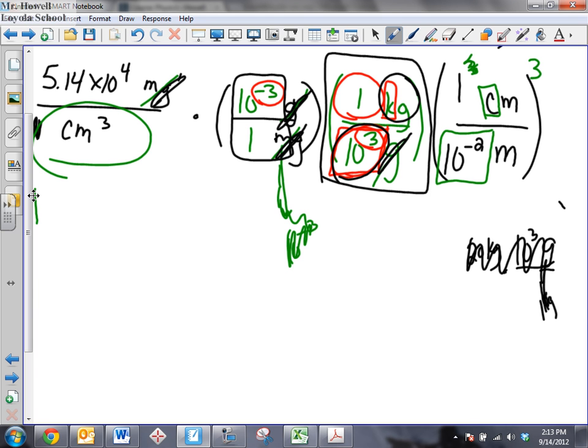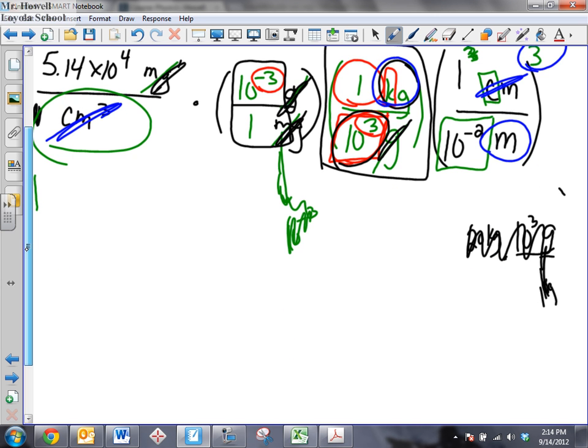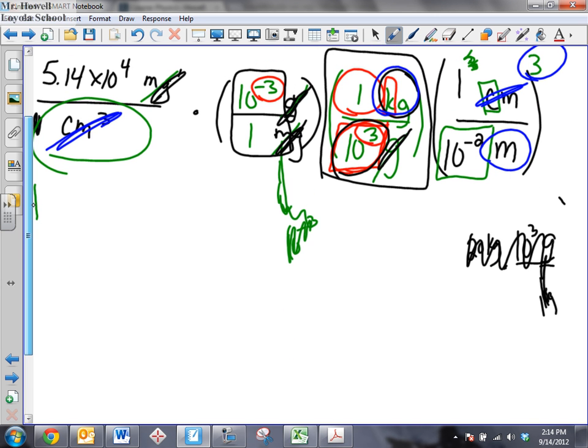All right, so in the next line, here's what I'm going to do. I'm going to write down just my numbers, because my centimeters cubed are gone with this. And right now I'm left with kilogram per meter cubed. That's what I have right now. And that's the units that I wanted in the beginning. Kilogram per meter cubed.